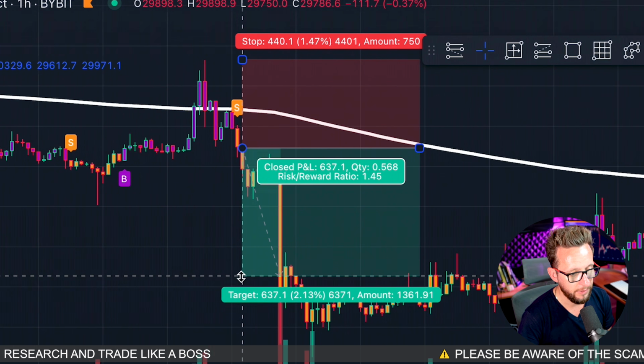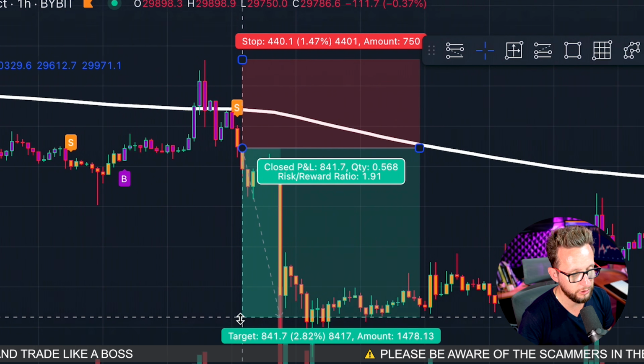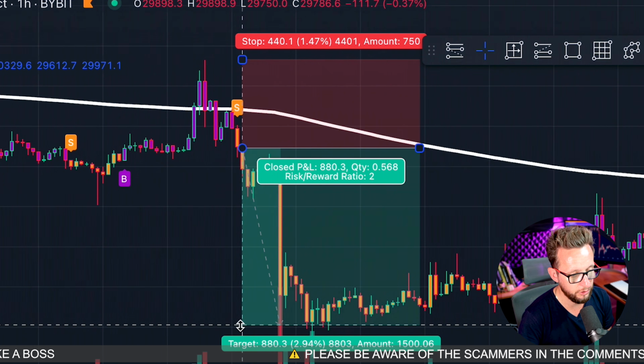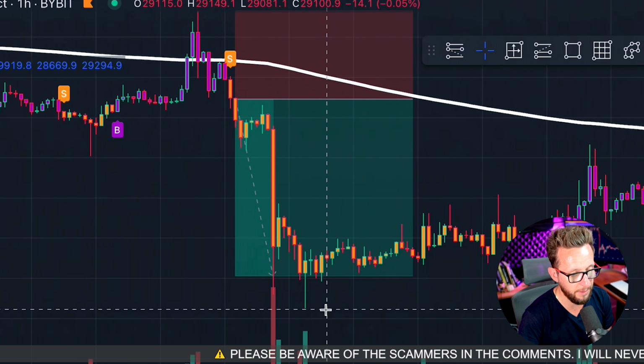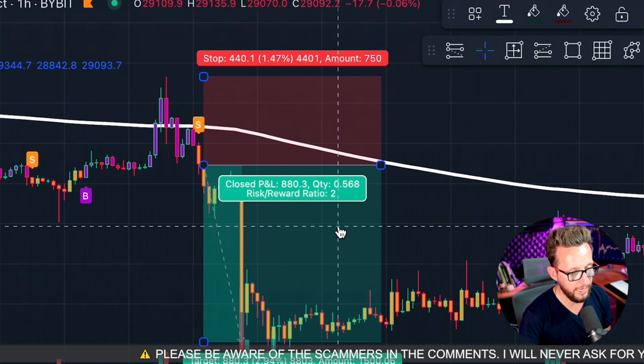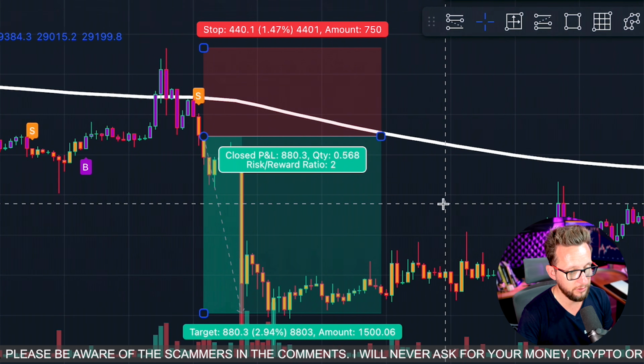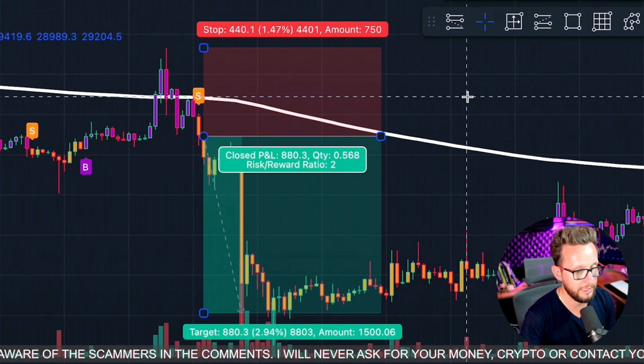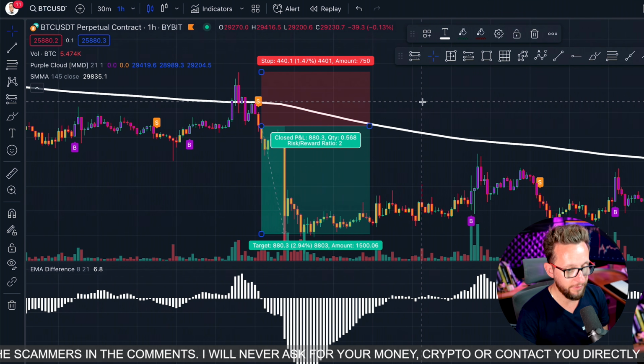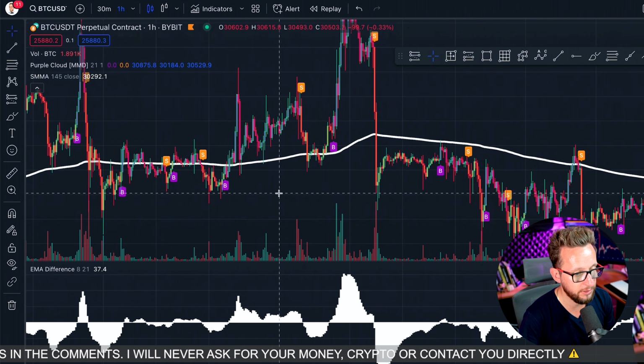We're going to be looking for a risk to reward of 2 to make this a successful trade, and it would have just about made it there, which would have given us a handsome 2.49% profit on this trade and risking 1.47%. So that's absolutely perfect. Let's go look for a long over here to confirm a long.